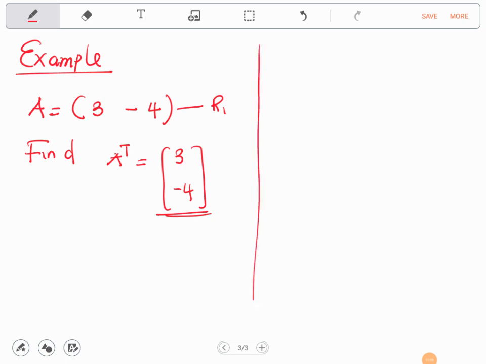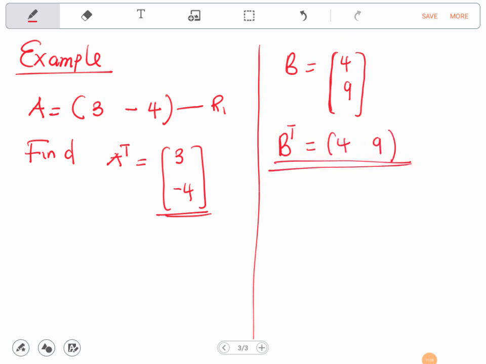What if you have matrix B equal to 4, 9? Then what will be your B transpose? This column, since this is a column, becomes a row. I think this is clear now. This is clear.